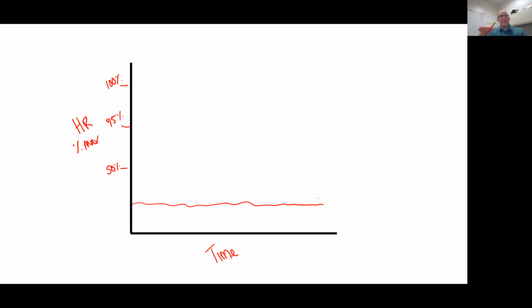This relatively constant heart rate is known as homeostasis. So homeostasis is where you have the heart rate constant at rest. It's a resting thing. But when you exercise, you obviously know that heart rate goes up.